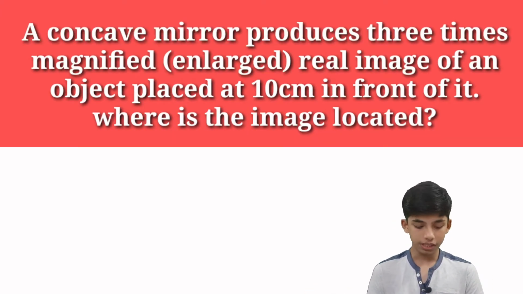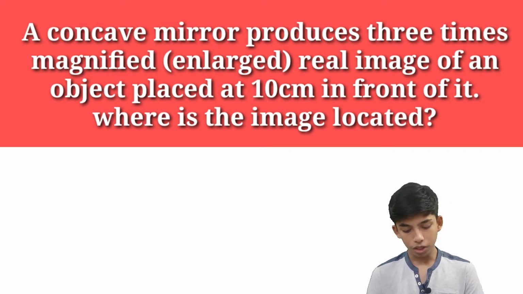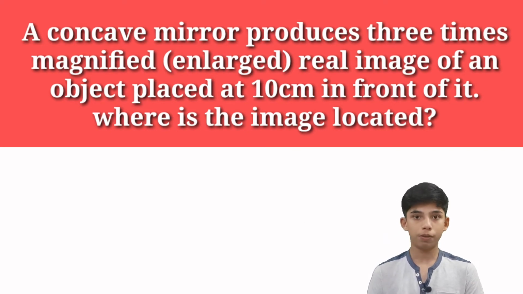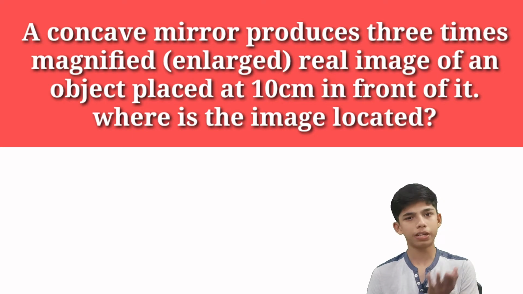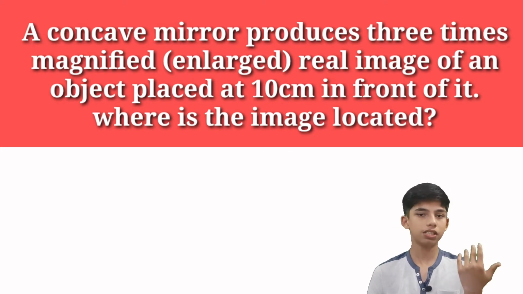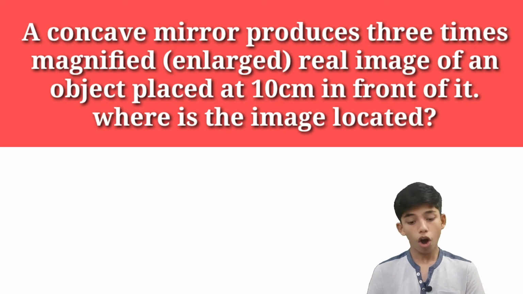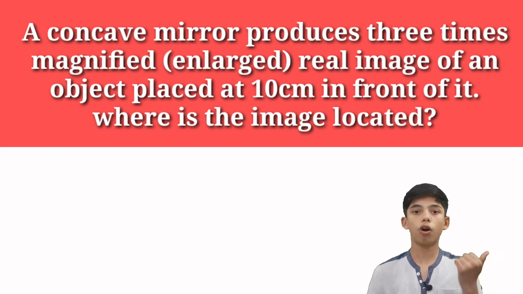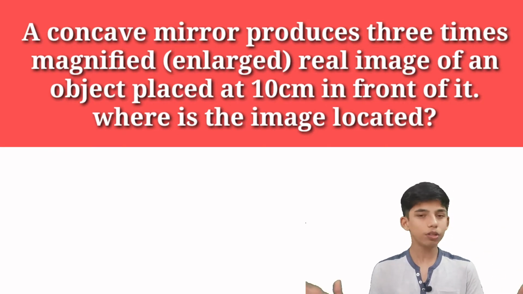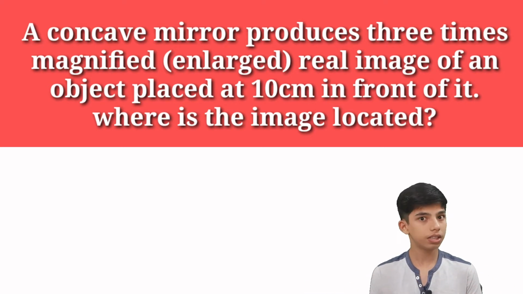Our question is that a concave mirror produces a 3 times magnified image. 3 times magnified means magnification is given as 3. Now the image is real, of an object placed at 10 centimeters in front of it. Where is the image located? Right, so magnification and the object distance are given. We have to calculate the image distance. But now the question is, how should we begin this?